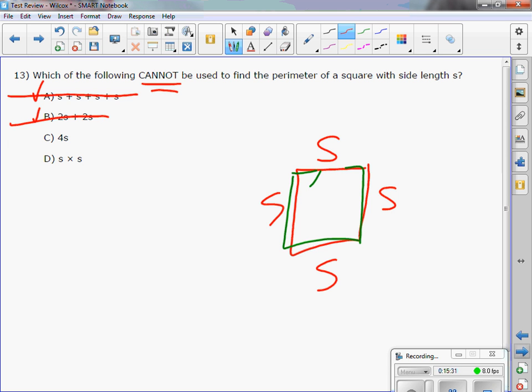4S? Yes, that would work. I have 4 S's. S times S? No, that would be the area formula, and I am looking for the one that's not going to work. So that would be the correct answer for this question. Be really careful with those questions that say things like cannot and not.